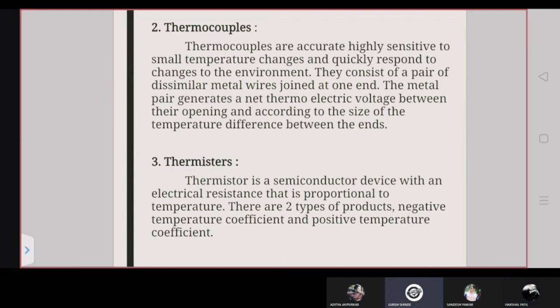Third one is thermistor. Thermistor is a semiconductor device with an electrical resistance that is proportional to temperature. There are two types of products, negative temperature coefficient and positive temperature coefficient. Next.